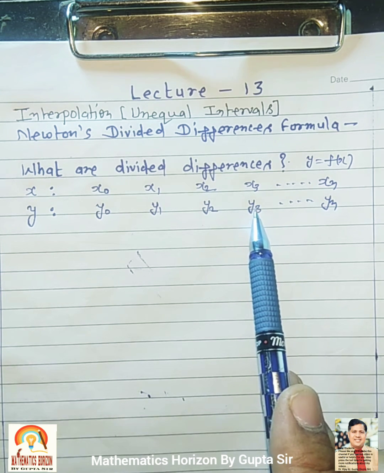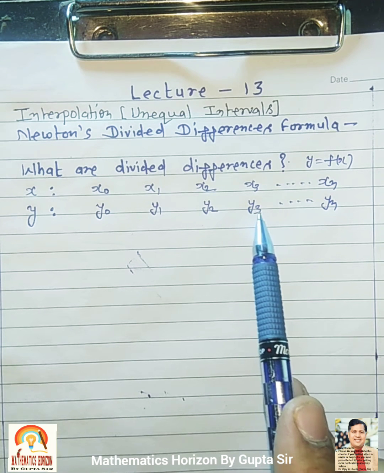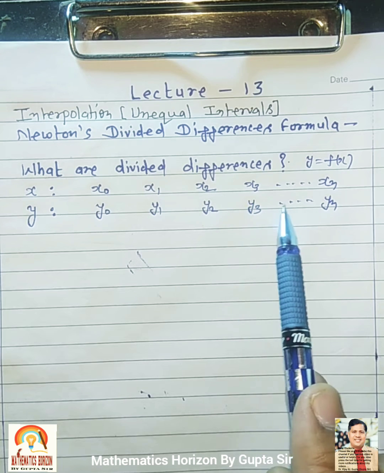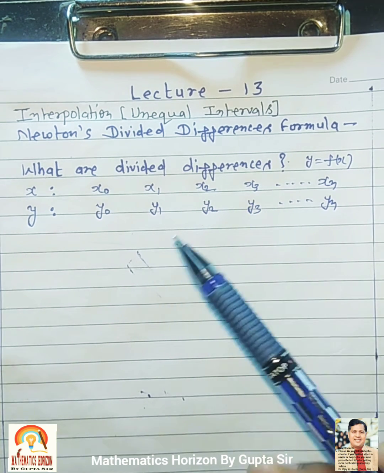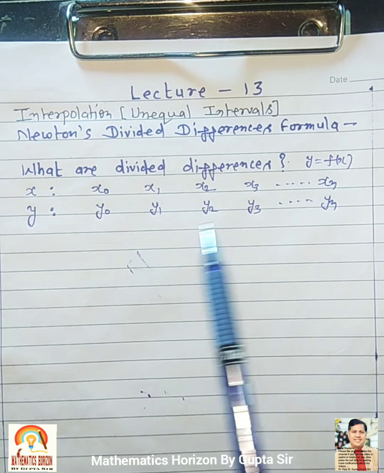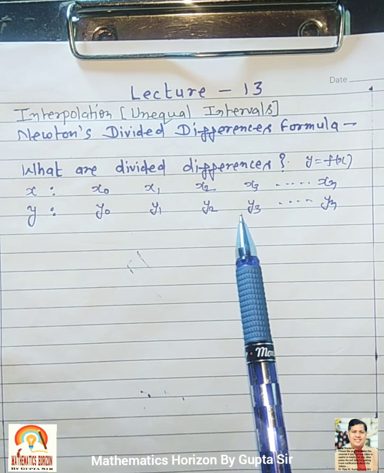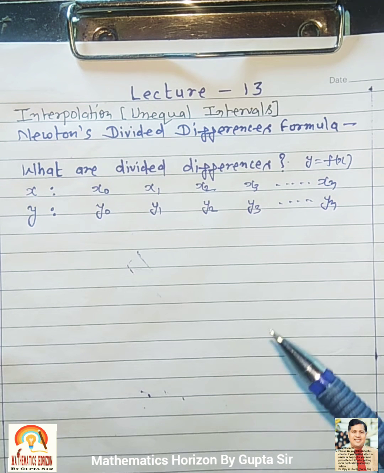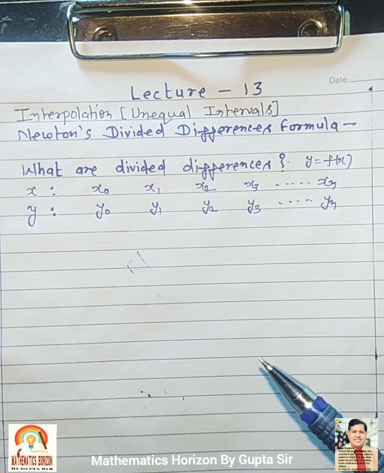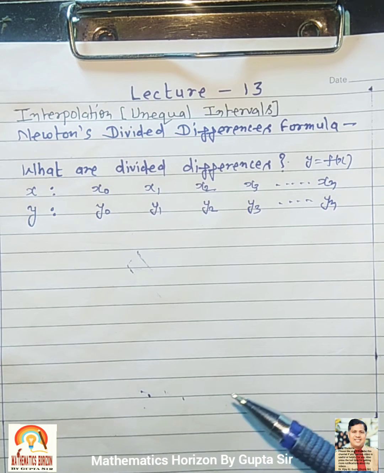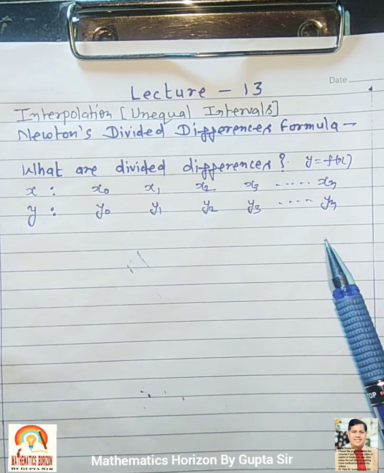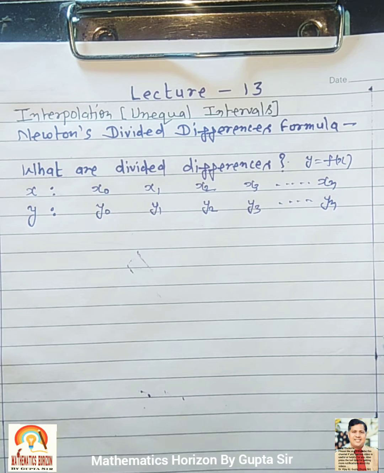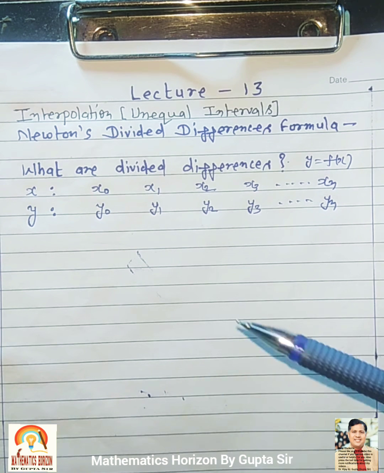This method is capable of handling both unequal and equal intervals. When we can solve a problem for unequal intervals, we can definitely solve it for equal intervals also. If the name of the method is not mentioned in your question paper, then you can solve by using any method, either Lagrange's interpolation formula or Newton's divided differences formula.